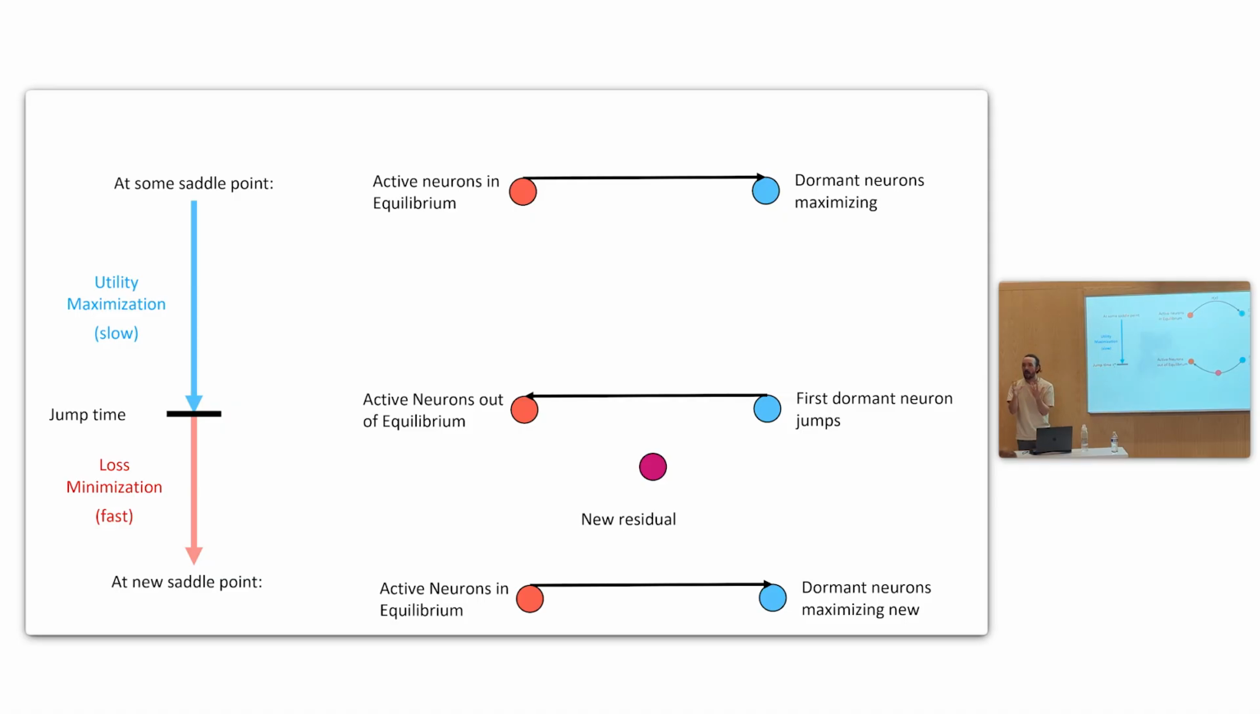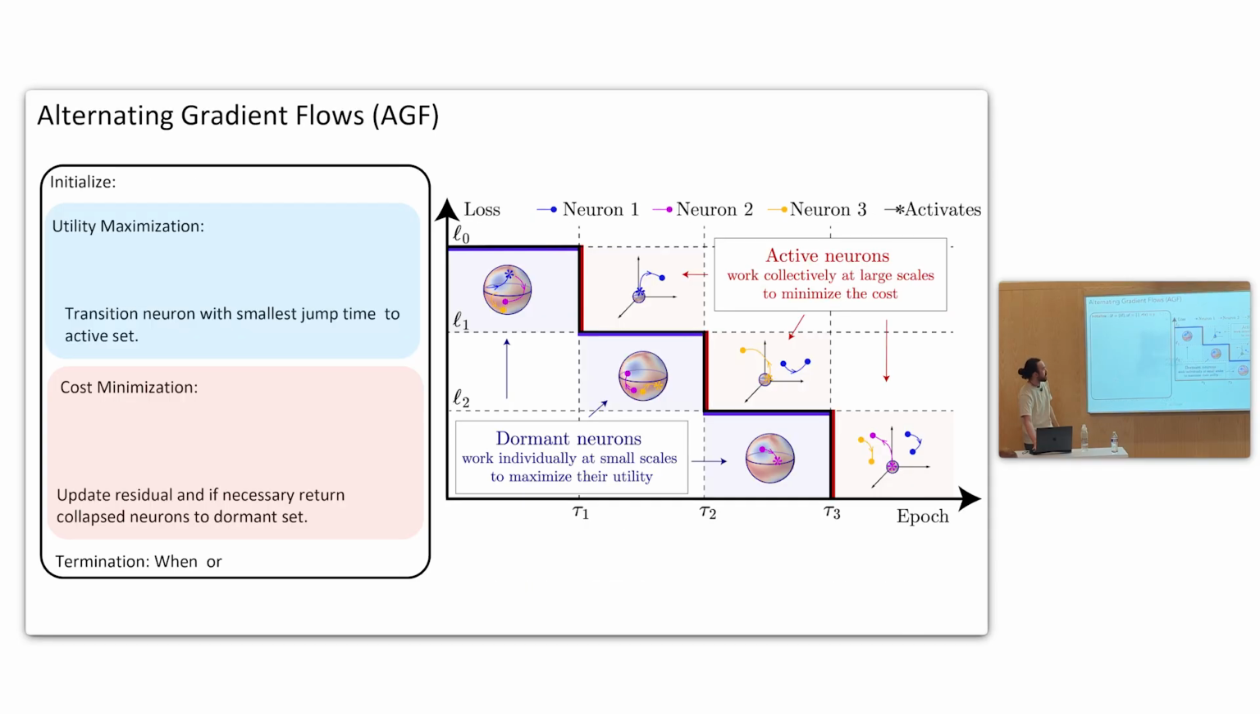The active set is now out of equilibrium, and we need to solve for the new equilibrium of the active set of neurons, and that is this cost minimization step, which is quick with respect to the utility maximization step. So if we look at this through this picture of saddle-to-saddle dynamics, these plateaus and drops, each of these phases in this loss plot are associated with these two optimizations that are alternating. Maximization is this slow step on each of the plateaus, and the minimization is this fast step.